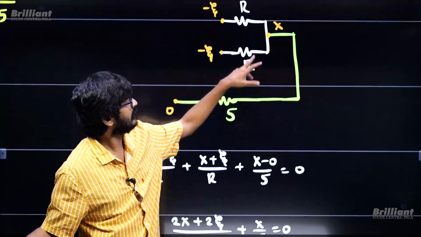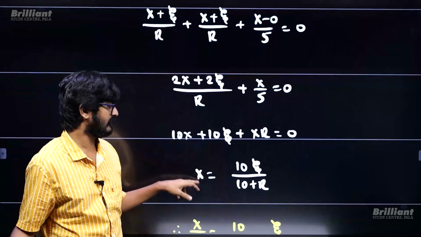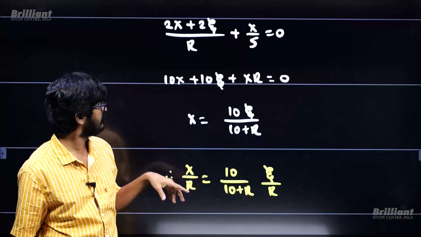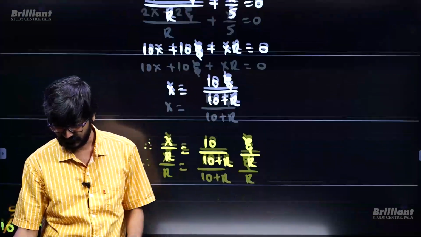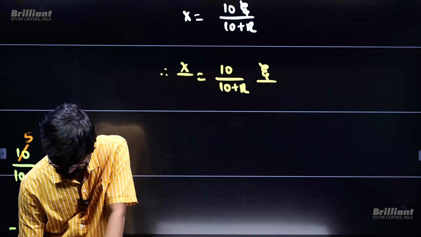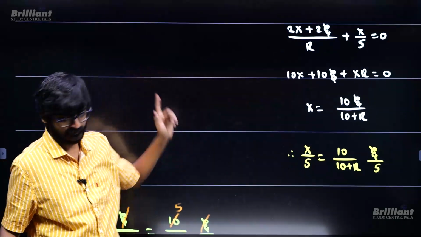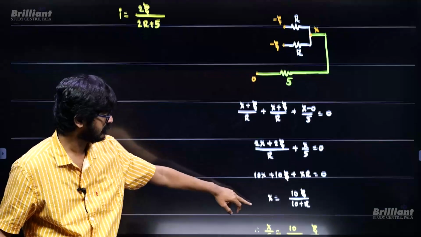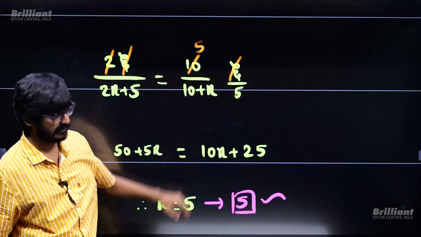But what I need is the current in this. Current in this is x minus 0 by 5. So once I get the value of x, I will be getting x by 5. I need to find the value of x by 5. So this current and that current will be same, they said. So what I will be doing, I will be equating these two currents. I will be equating this current to this current. So this is the current in series, this is the current in parallel.